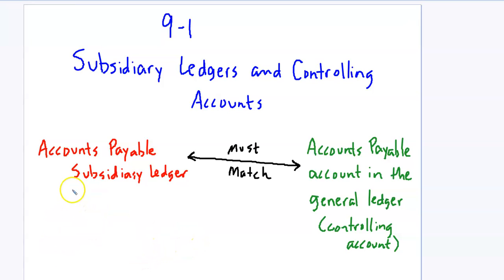And the total, so let's say we owe 6 different people, and the total of what we owe those 6 people is $2,000.